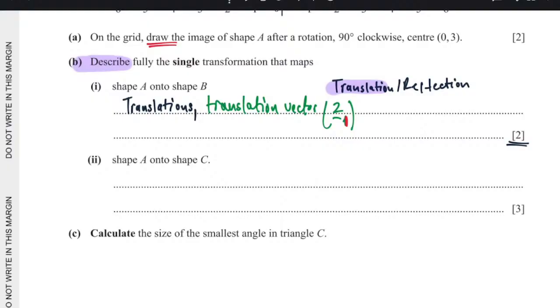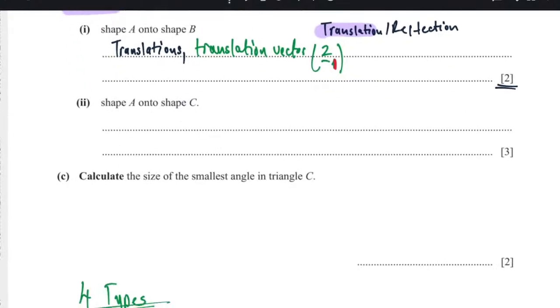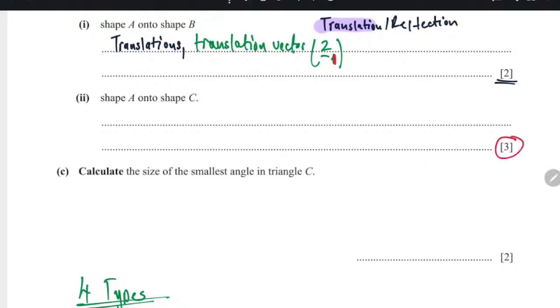Are we together? Don't start with the ones that say draw. Start with the ones that say describe. And you look at the marks. So tell me, if it's 3 marks, it can only be what? Rotation or enlargement. Why? Because these are the only ones that have a center. That's why they give you 3 marks.